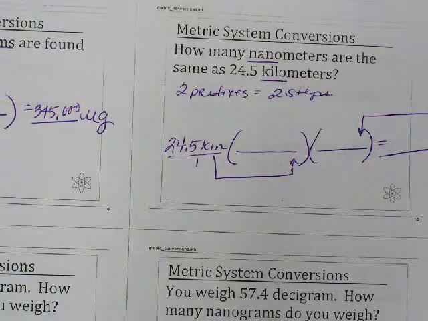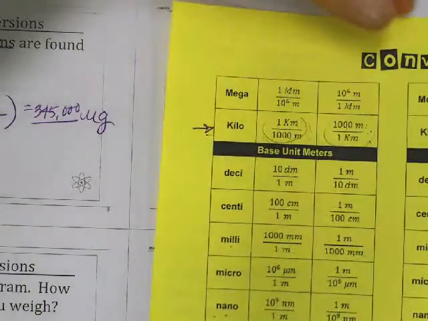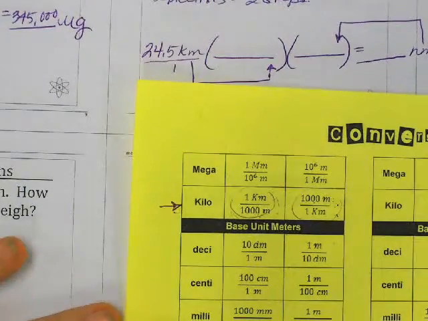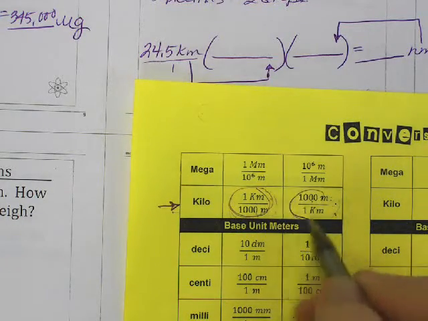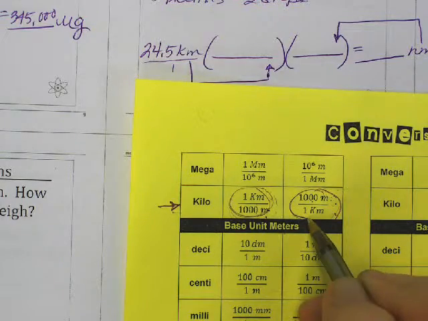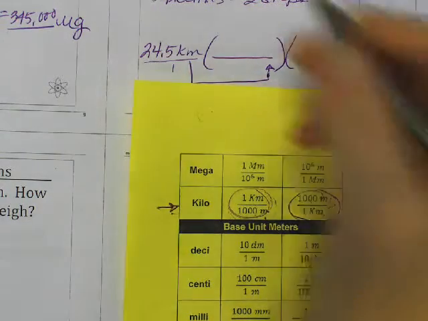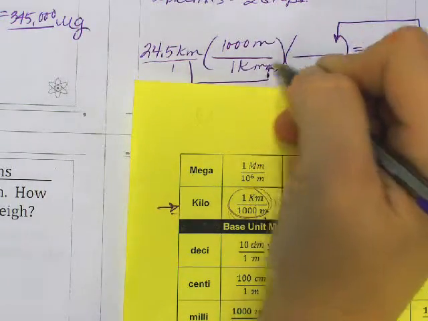So again, I rely on my handy dandy conversion factor chart, and I go looking. I know that I need to cancel out kilometers. So the question is, which one cancels out kilometers, the first one or the second one? Looks like the second one has kilometers on the bottom. So I write in exactly what that conversion factor says.